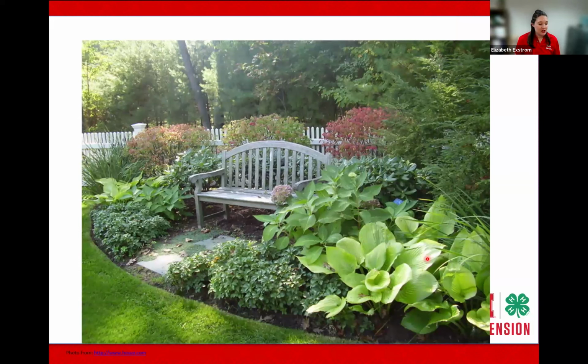In this location, we took into consideration the growing environment. We're using odd numbers of plant material, which is going to be key.